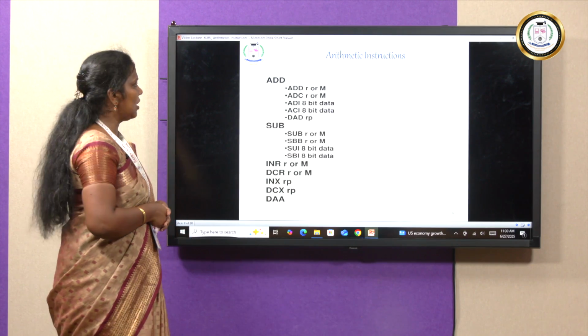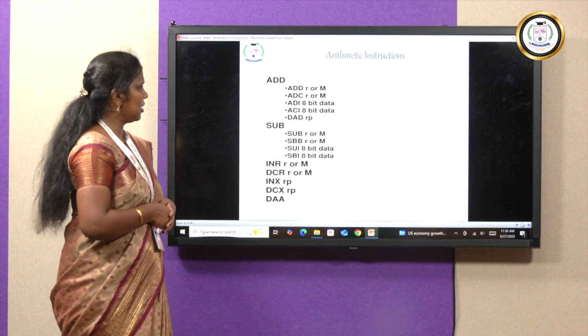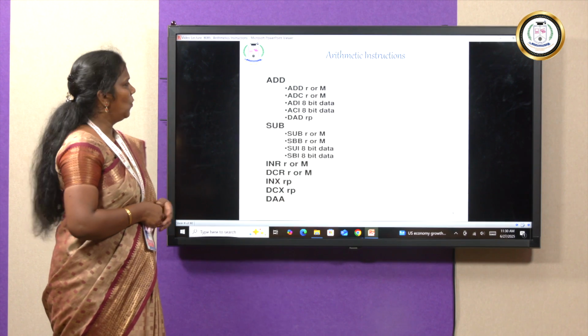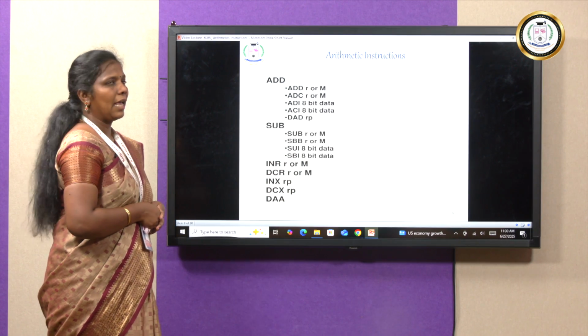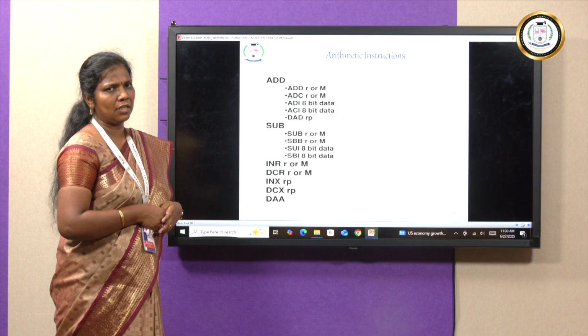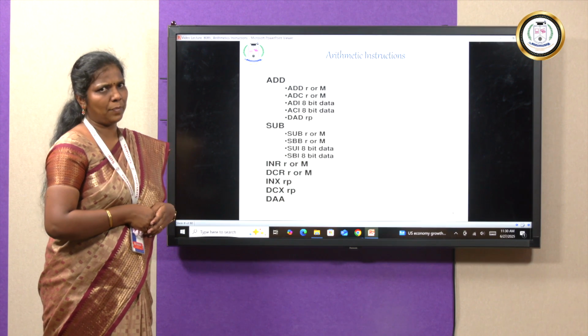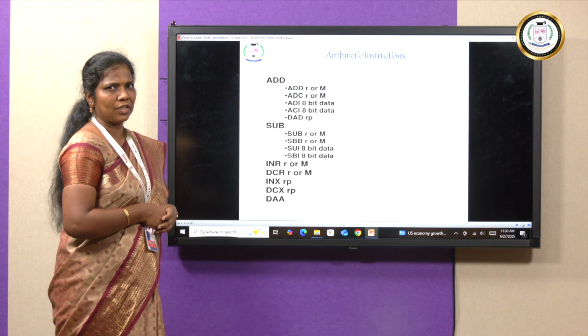So initially we have got add and then subtraction and then the increment instructions. In today's session, we'll see about addition and subtraction. When I say addition, the set of instructions which is being used in the microprocessor are ADD R or ADD M, ADC R or ADC M, ADI 8-bit data, ACI 8-bit data and DAD register pair. So in today's session, initially we'll see about add instructions.